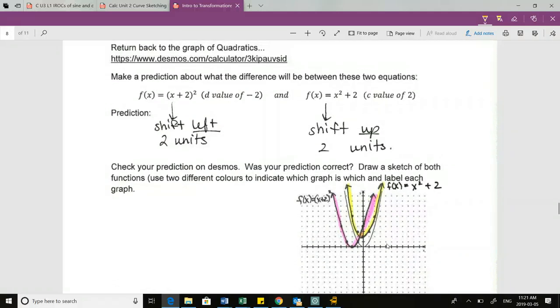Okay, and then last couple of things here. If I see something inside with the squared, that should tell me that that thing is a D value. So D and K will always be inside the operation of that main function, whereas A and C will be on the outsides. So this one is inside the squared, like it's inside the brackets. That tells me that it's a D value, and remember D is always opposite of what it looks. So this one should have been a shift left 2 units.